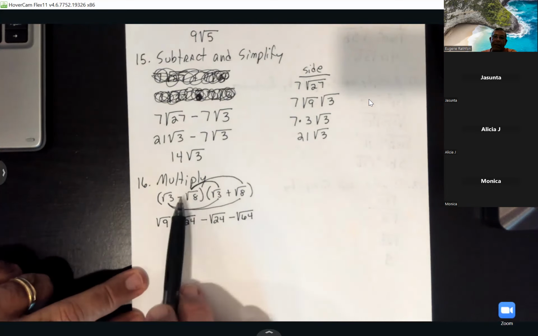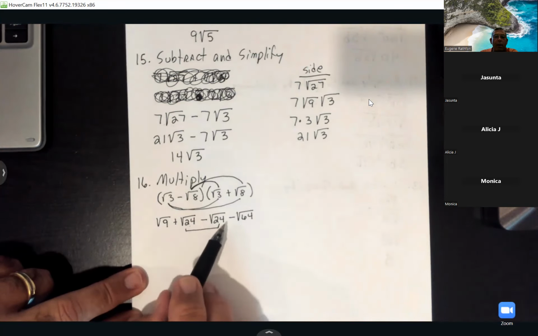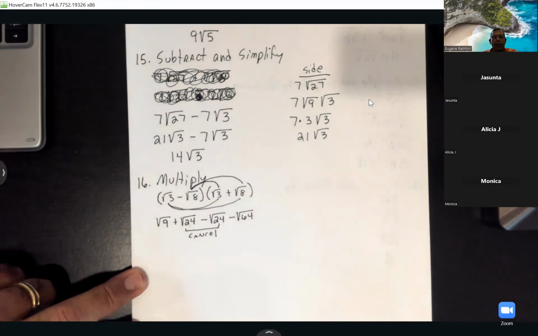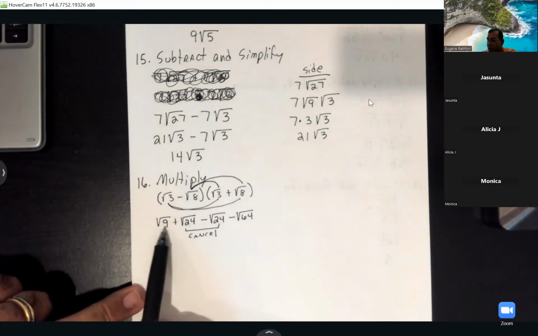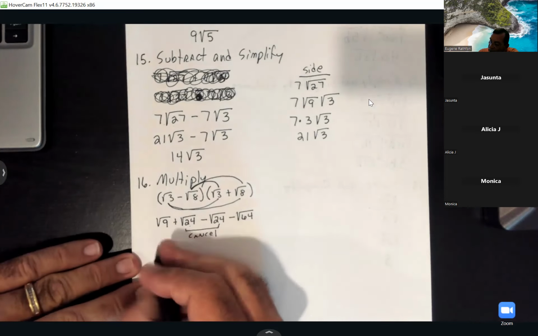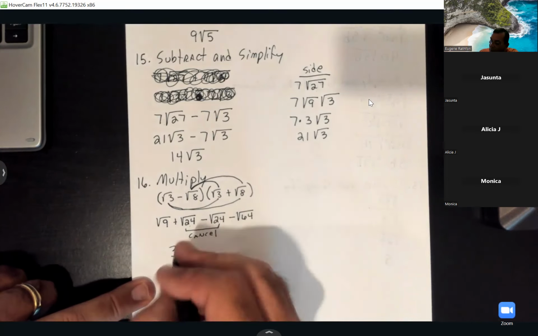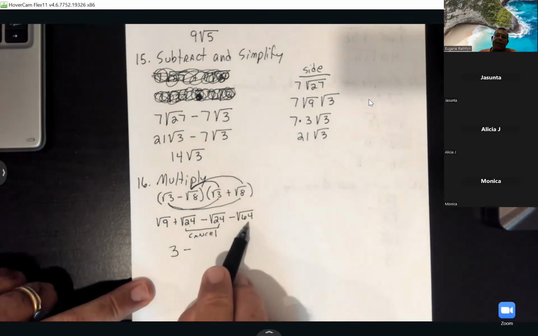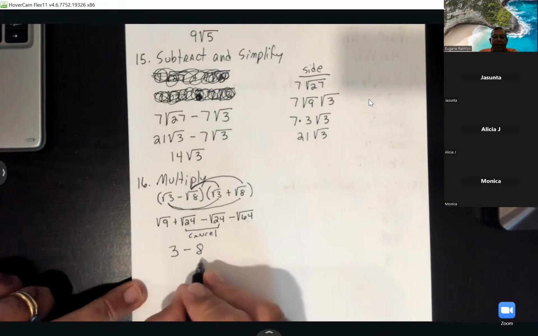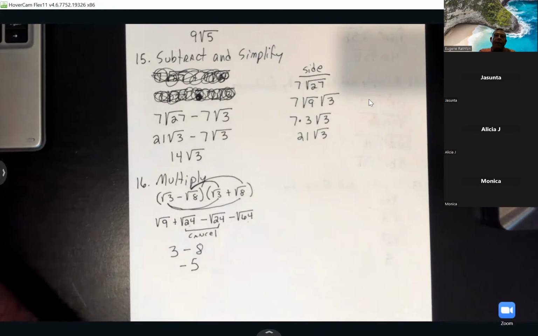Now you'll notice when you multiply these conjugate pairs like this, notice these two in the middle, square root of 24 minus the square root of 24, that's going to cancel. So the middles will always cancel. So now we figure out what the square root of 9 is. Well, y'all, the square root of 9 is 3. And then at the end, you got this minus square root of 64. So that's going to be minus. And the square root of 64 is 8. So this gives me 3 minus 8, which ends up being a -5. But y'all watch this.